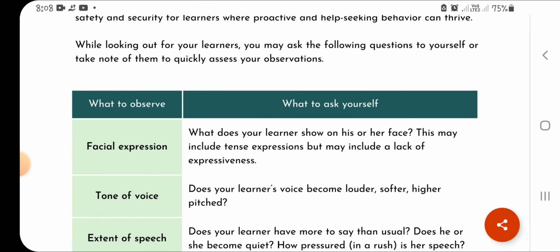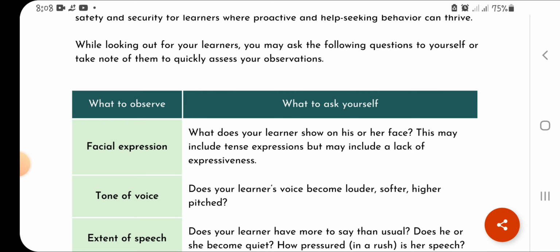So, when we are trying to talk about facial expression, we have to ask ourselves, what does your learner show on his or her face? Ano ba yung pinapakita ng learner na yan sa kanyang mukha? Nakikita naman, di ba, sa expression ng ating mga learners kung ano yung talagang nararamdaman niya sa mga sinasagawa nating psychosocial support activity. Baka naman masyadong tense ang kanyang nararamdaman, kaya visible or very visible ito sa kanyang mukha, nakikita natin sa kanyang facial expressions.